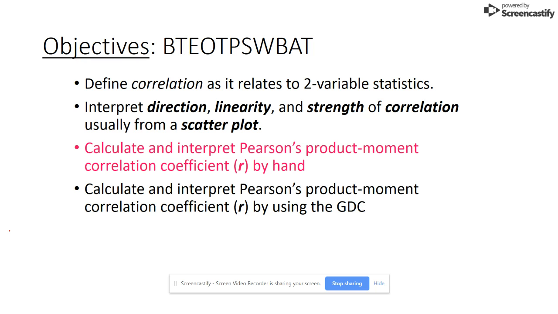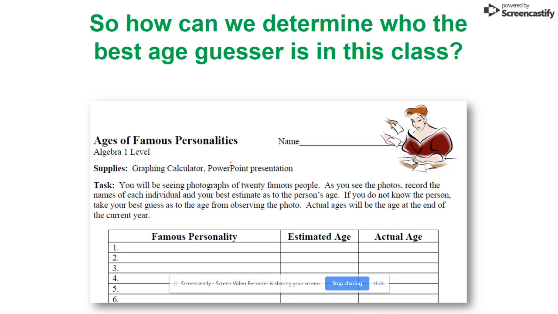So calculating and interpreting Pearson's product moment correlation coefficient by hand. When we talk about Pearson's, that's r. This value that we're calculating is r, the correlation coefficient. It tells us something about correlation, the strength and the direction of that relationship.